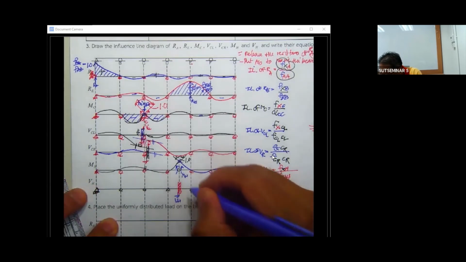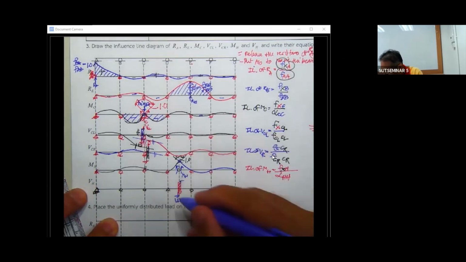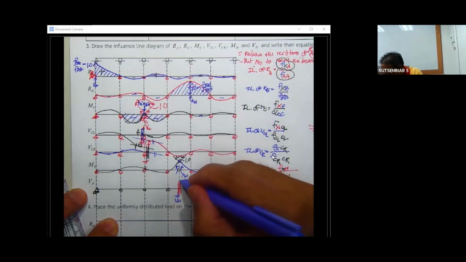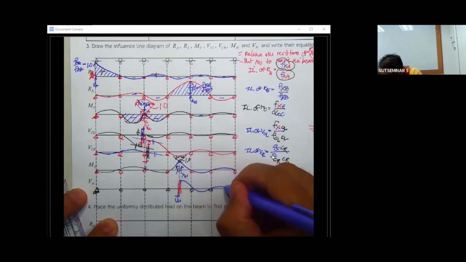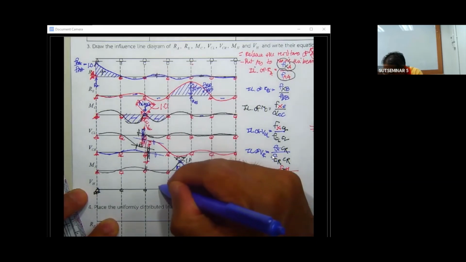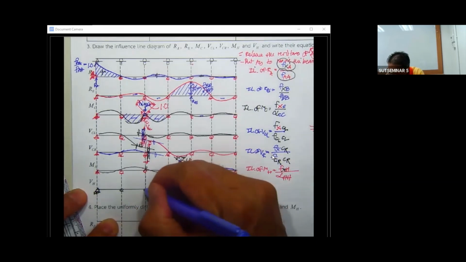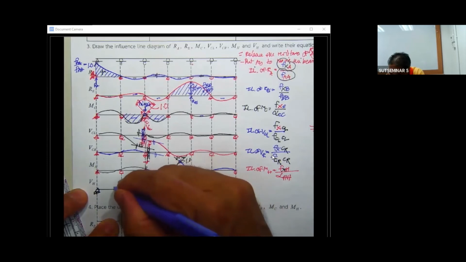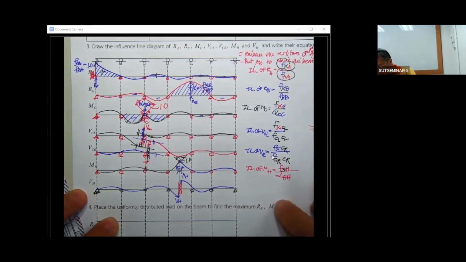This is M sub H. Okay, and downward and upward. For that one is going to have this shape. For this one is going to have this shape. It requires you guys to do some practice to get this.